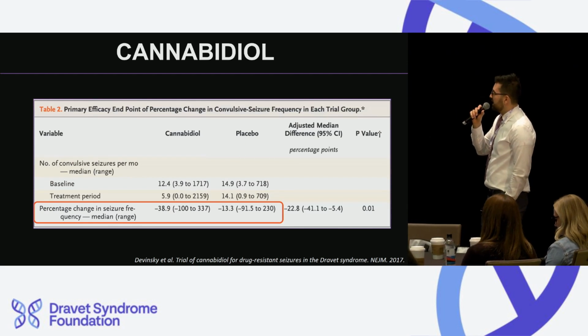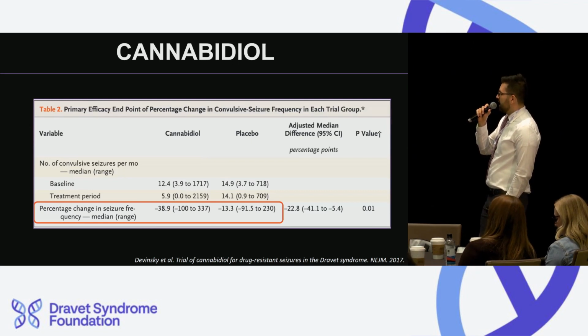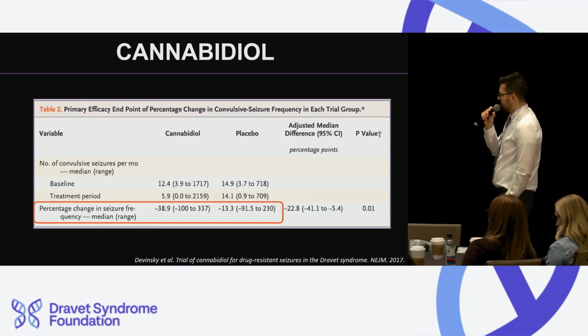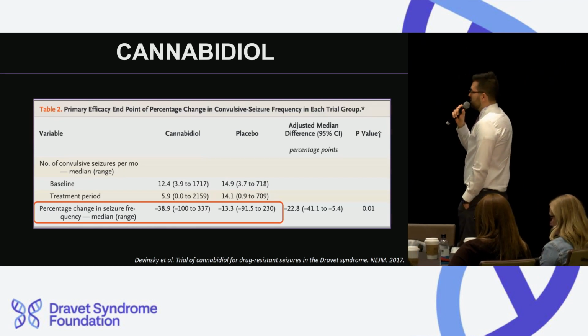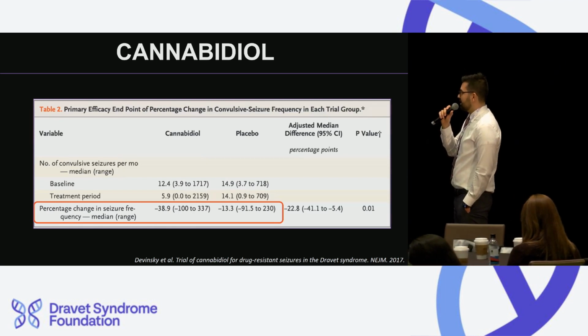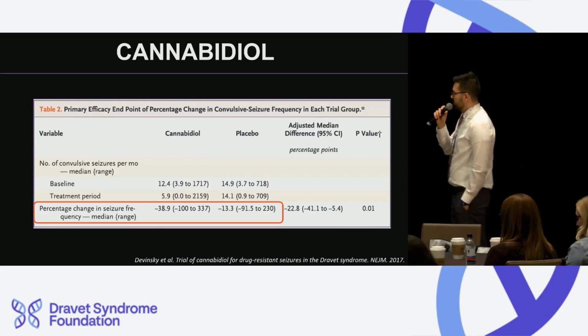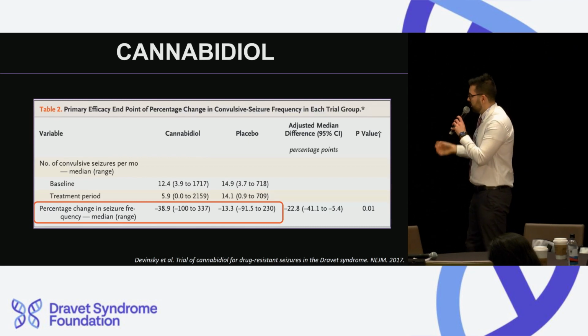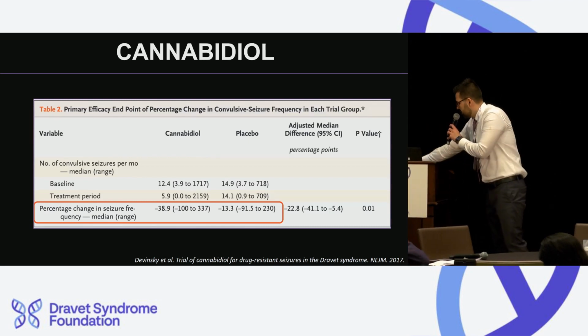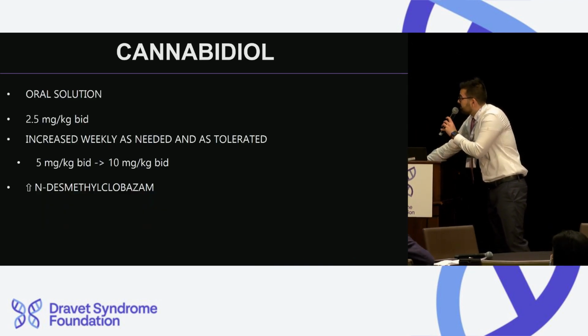So if you look at the cannabidiol column there, that's one group, and then we have the placebo group. And inside the red rectangle there, we have the percentage change in seizure frequency. It was a 40% decrease of seizure frequency in patients that were started on CBD compared to 13% in the placebo group, and that was statistically significant. So that showed us that it is efficacious in treating seizures in patients with Dravet.